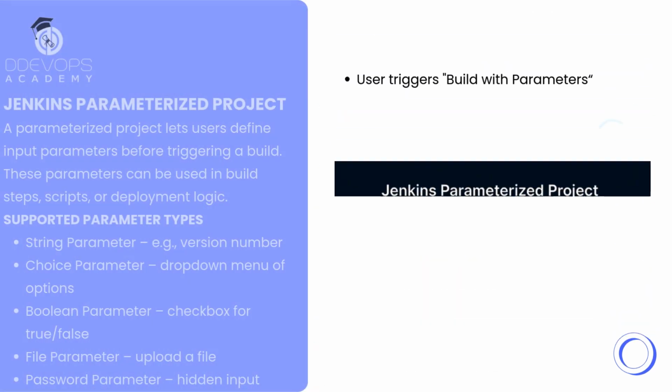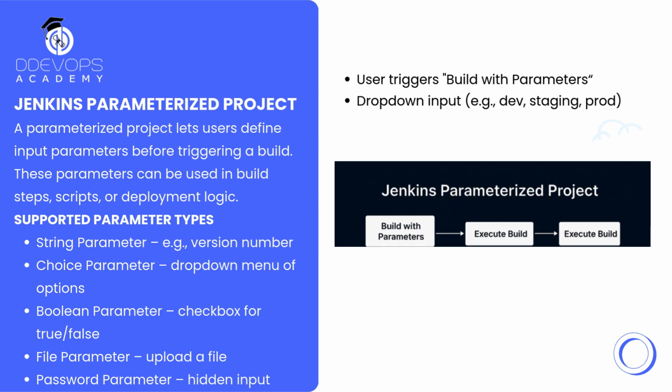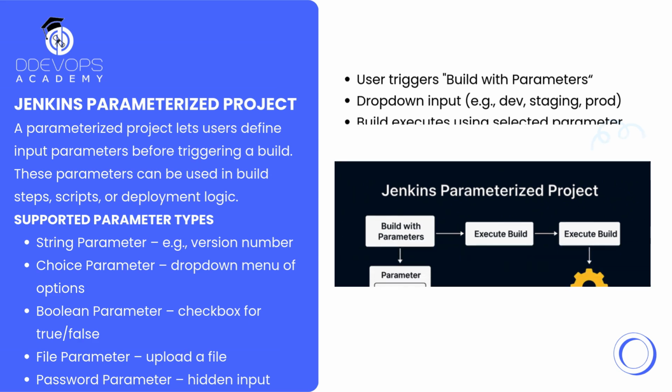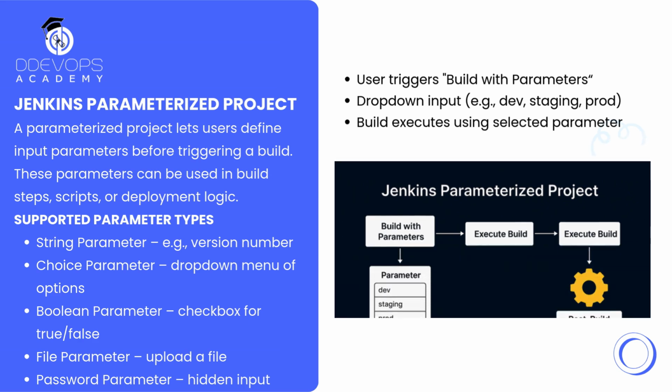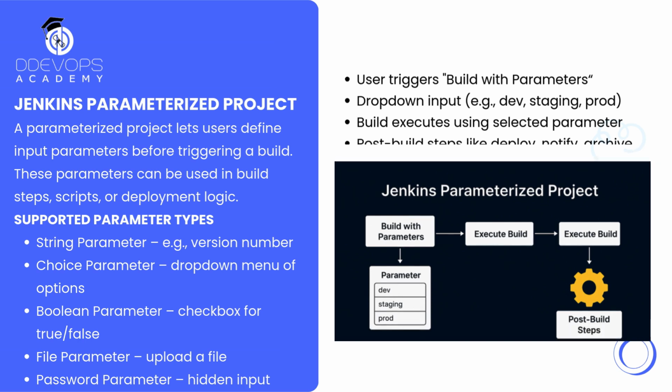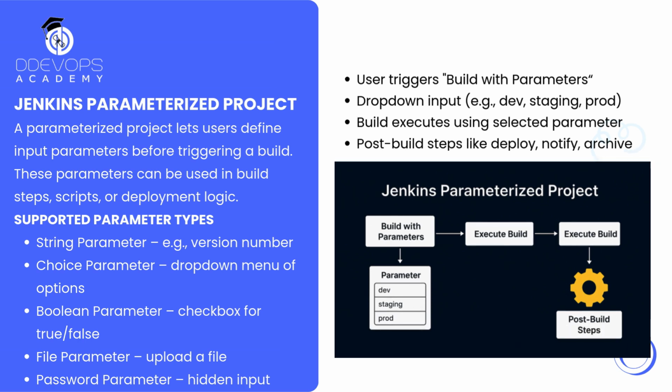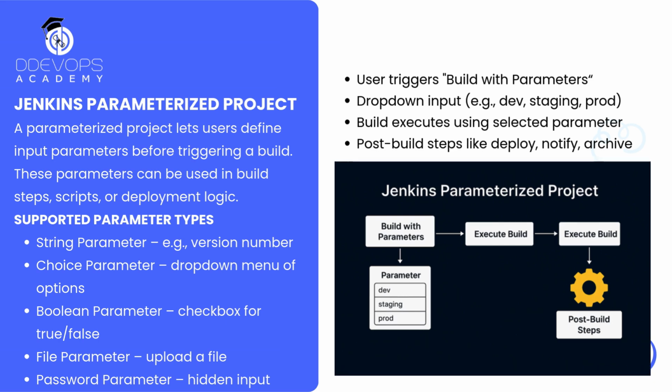We're looking at Jenkins Parameterized projects. A parameterized project lets you define inputs before triggering a build, like version numbers, environment choices, or even files. Jenkins supports different parameter types: strings, choices, booleans, files, and passwords. Once you select your parameter, Jenkins executes the build using that input, and then continues with post-build steps such as deployment, notifications, or archiving. In short, parameters make your builds flexible, reusable, and tailored to different environments.